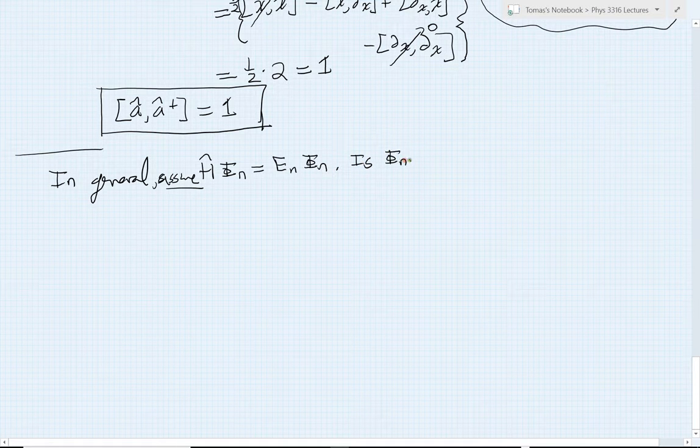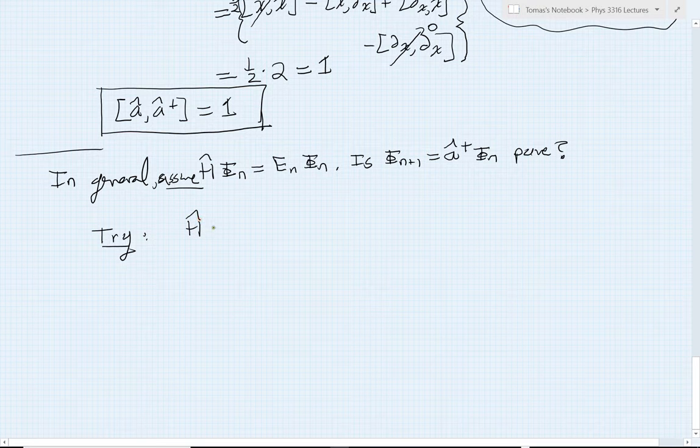Can I get that by simply applying this operator, this a dagger operator, onto phi n? Is that a pure state? And along the way to answering this, we will also, of course, find out what that next energy level will be. So the basic way to do this, to find out what we get, is we're going to try again.